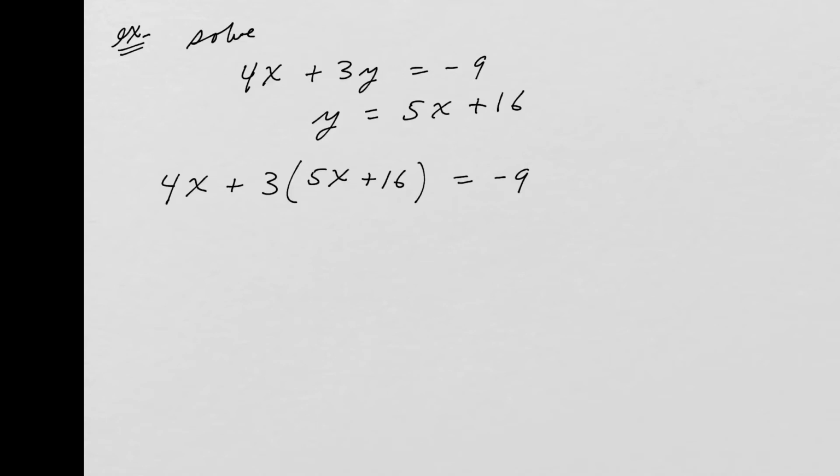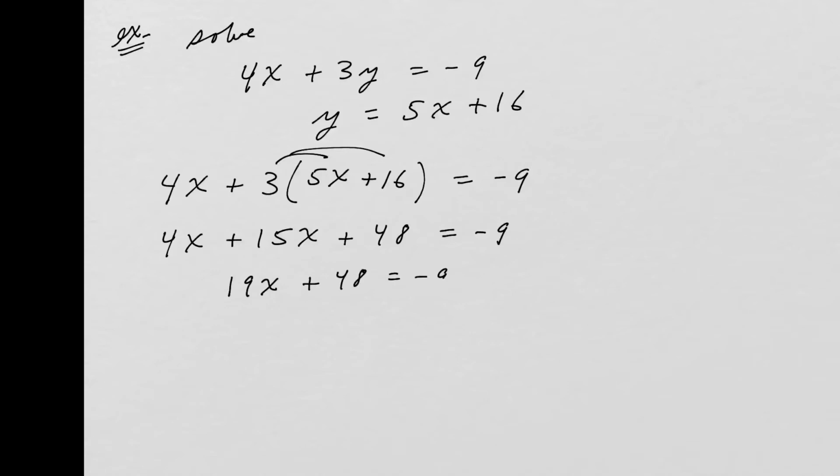Okay, and now I can solve this equation for x, right? So I'll distribute the 3. So I have 4x plus 15x plus 48 is equal to -9. I can combine like terms, right? So this is 19x plus 48 is equal to -9.